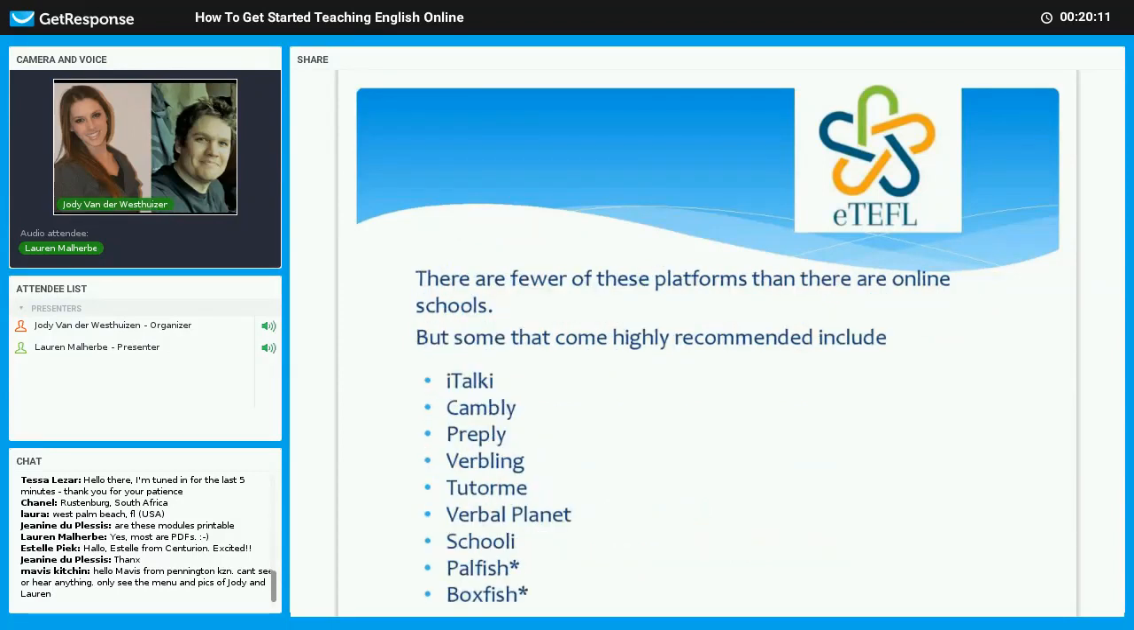Let's have a look at the next one. So there are fewer of these platforms. There are online schools, but some that come highly recommended include italki, Cambly, Preply, love their names, Verbling, TutorMe, these things. Right? The last two I've got asterisks next to, Pelfish and Boxfish, because you can work online with them through your smartphone. And it's a good idea, perhaps, to have a school that you work for and one of these platforms that you use as well. So when you're not working online like that, you can jump onto Pelfish or Boxfish.